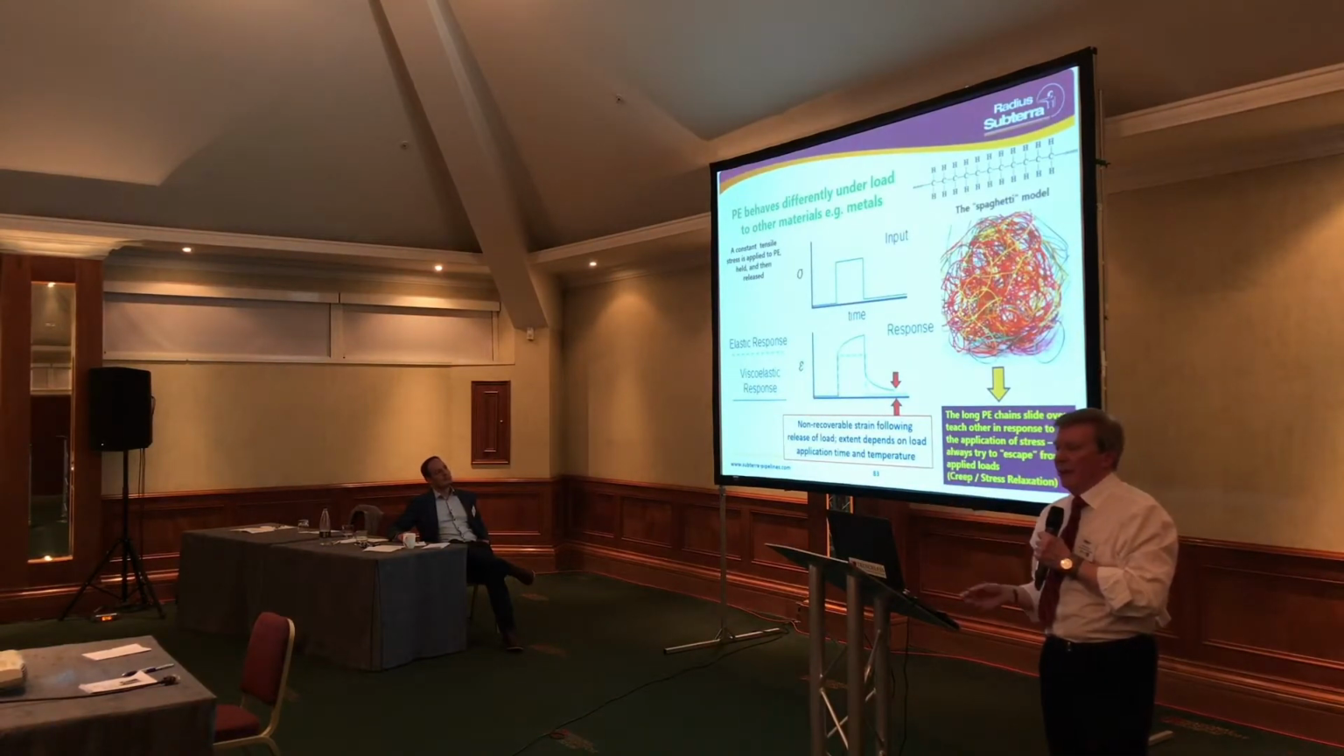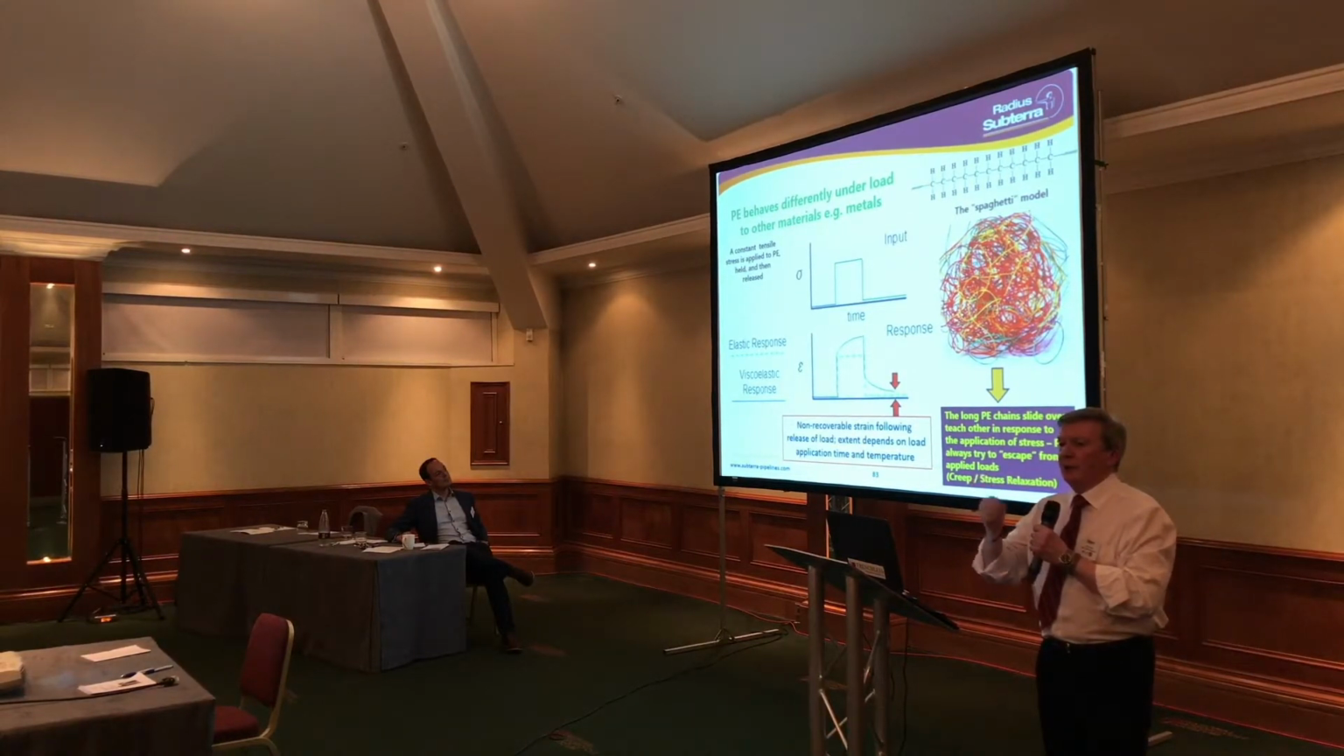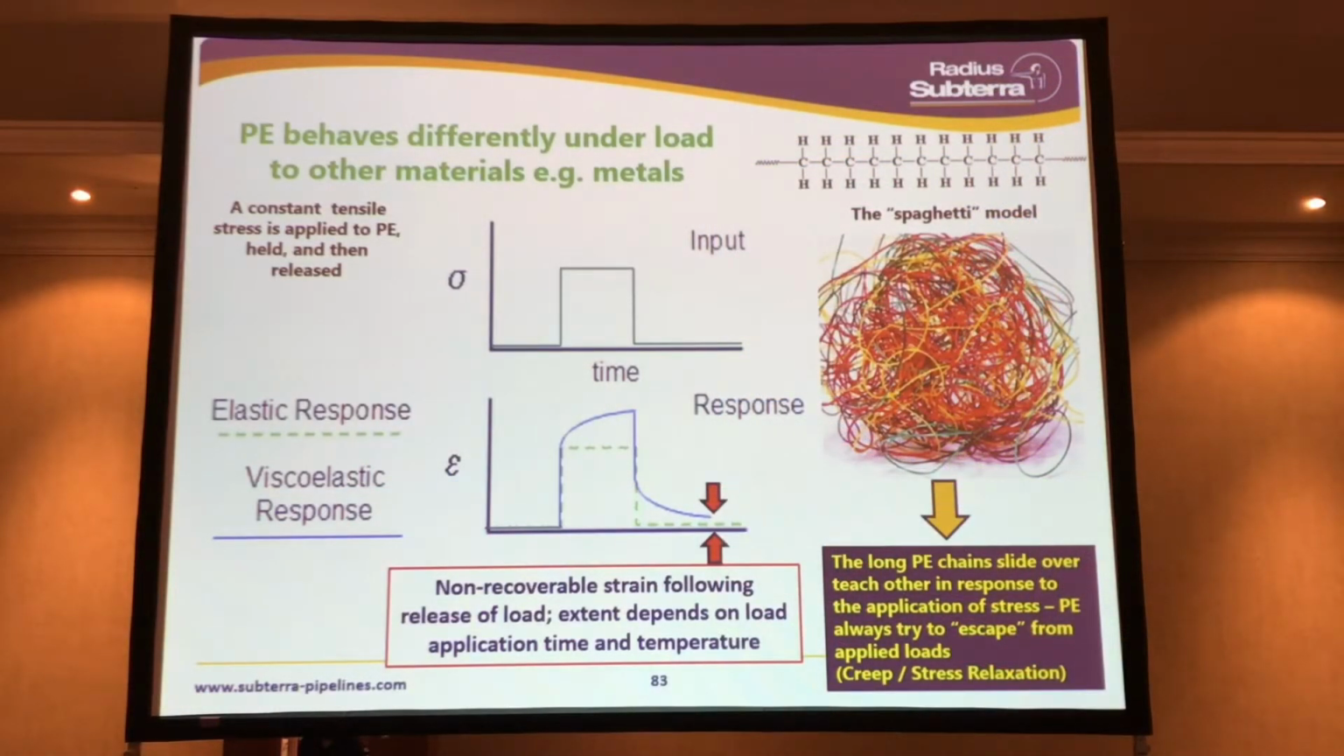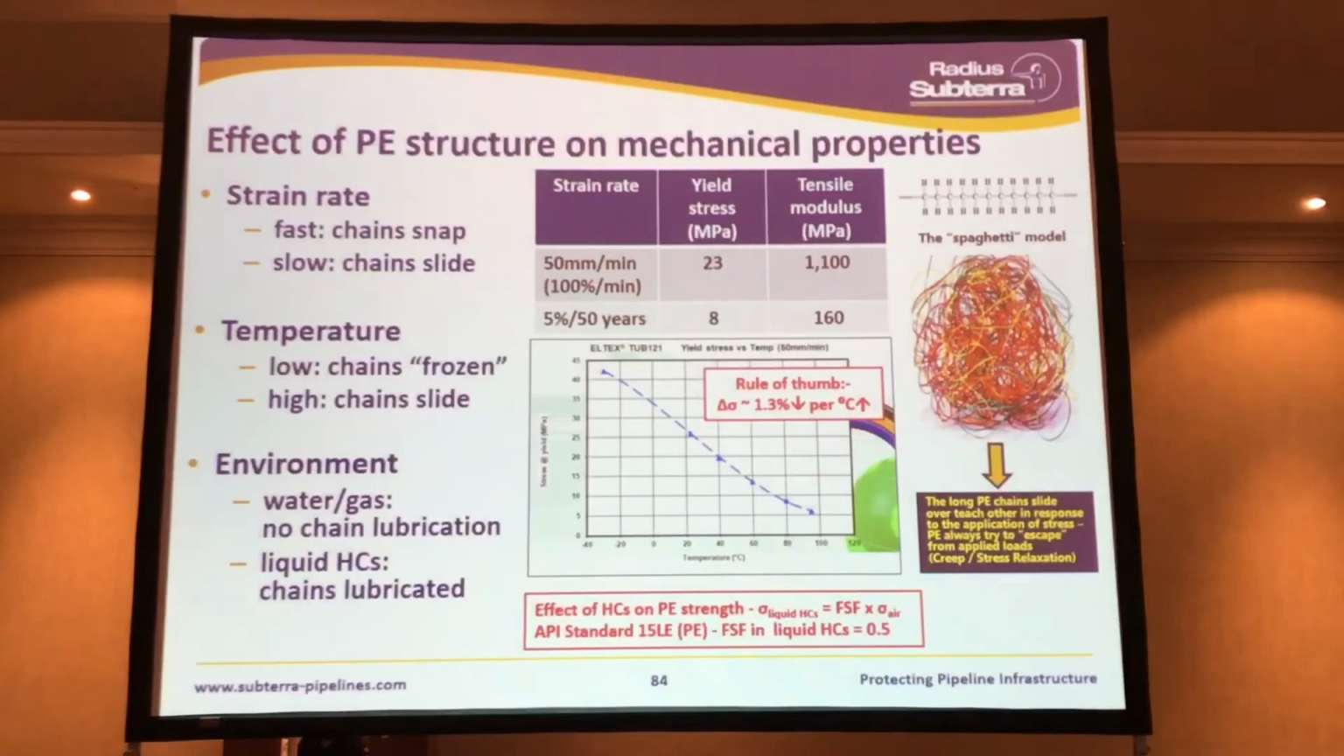Derek's already mentioned something about the properties of PE. PE is a viscoelastic material. What this means is if you apply a load to it, it extends elastically immediately, but then it tends to creep. And if you release the load, the material doesn't recover to its original length. A good model for thinking about the way polyethylene behaves mechanically is to think of it like a bundle of spaghetti. And that kind of controls the response of the PE to different parameters.